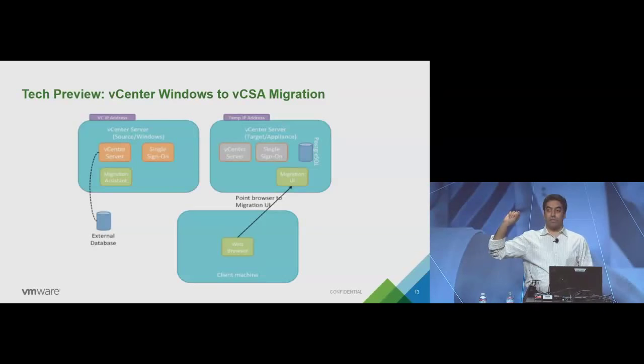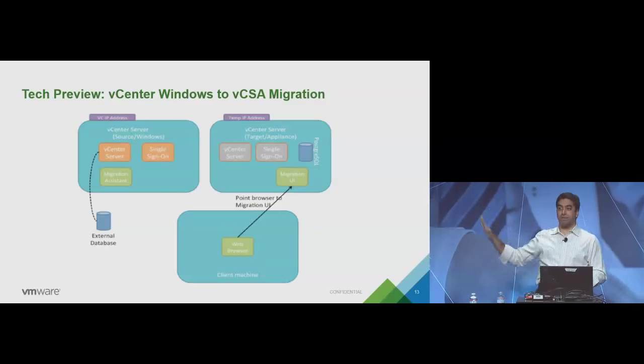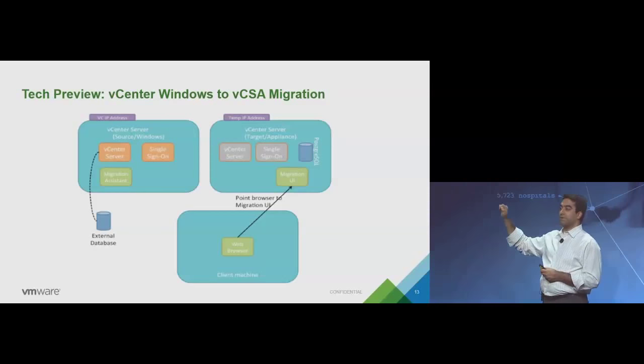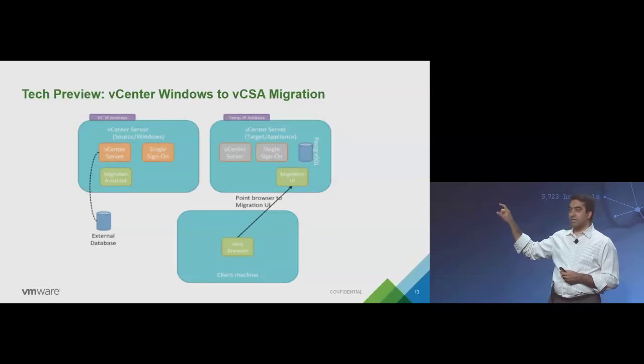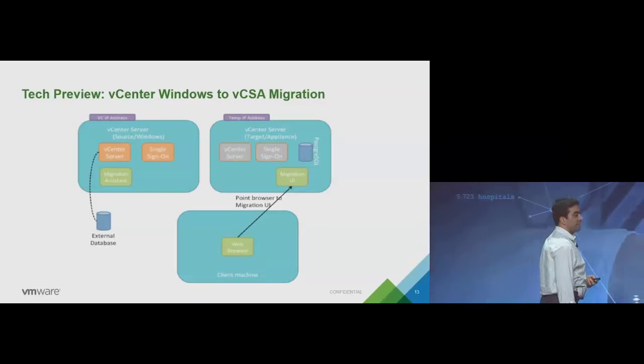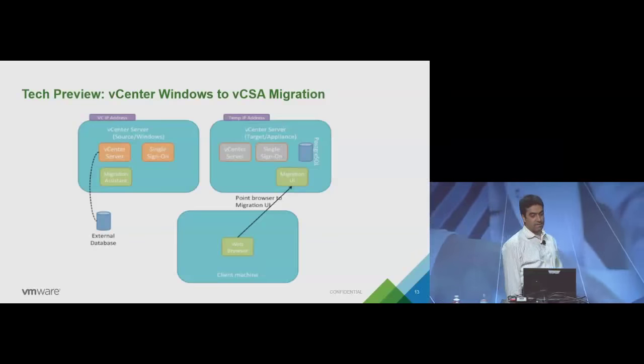And then we are going to go to the migration UI, which is part of the appliance UI on the right. And then from there, we're going to fire the migration operation. And the migration is going to suck all the state from the Windows machine and bring it to the appliance. So that's the kind of the flow. So let's get to the demo.